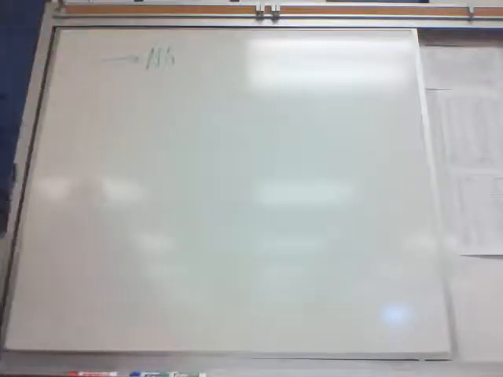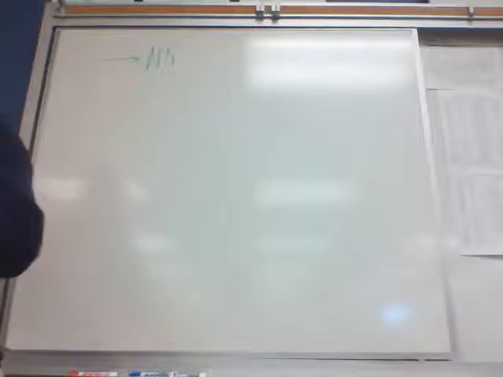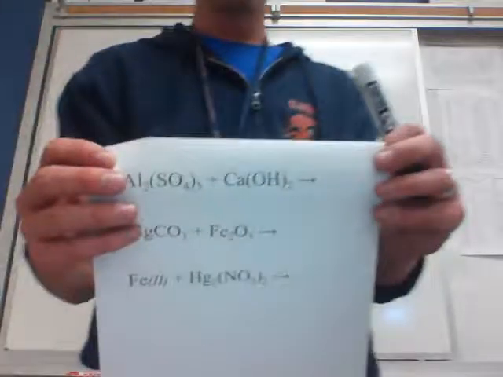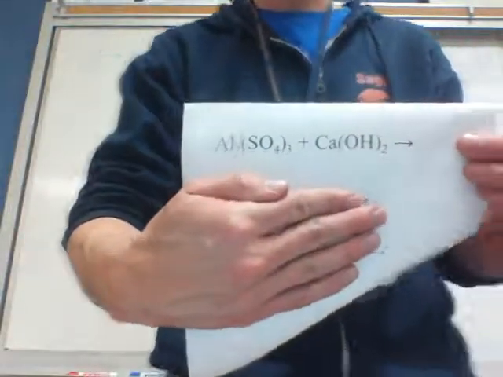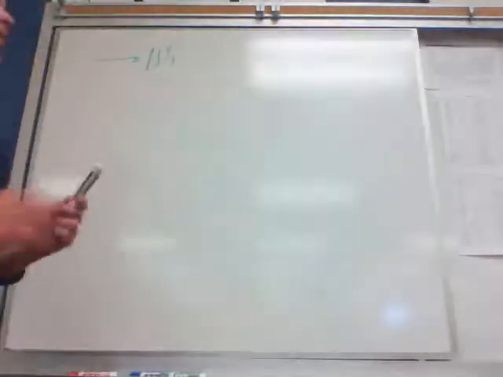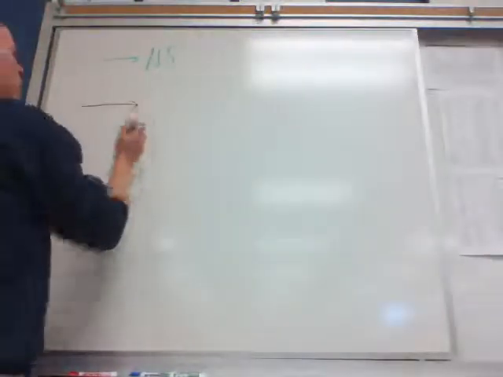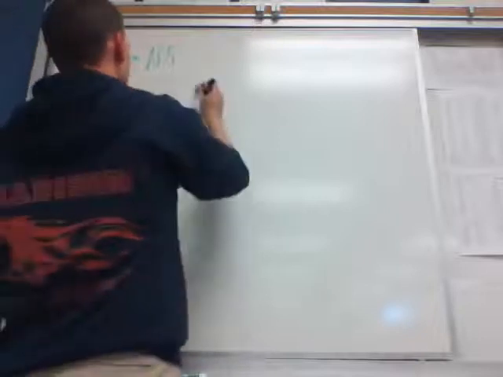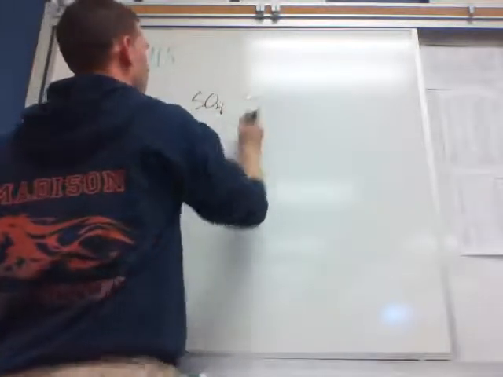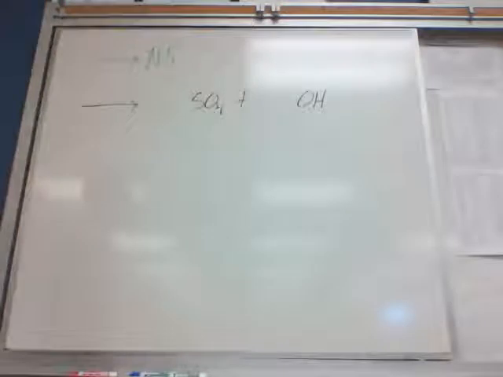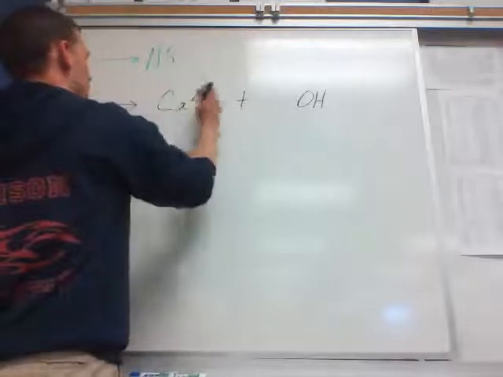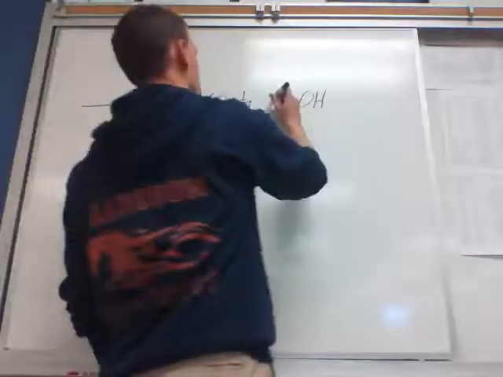Looking at number 2, I identify him as double replacement because he is two compounds reacting together. If I start with the stuff that's going to stay, I know that sulfate's not going to go anywhere, and I know that hydroxide's not going to go anywhere. Calcium and aluminum are going to switch. So calcium's going to come over here. Aluminum's going to go here.